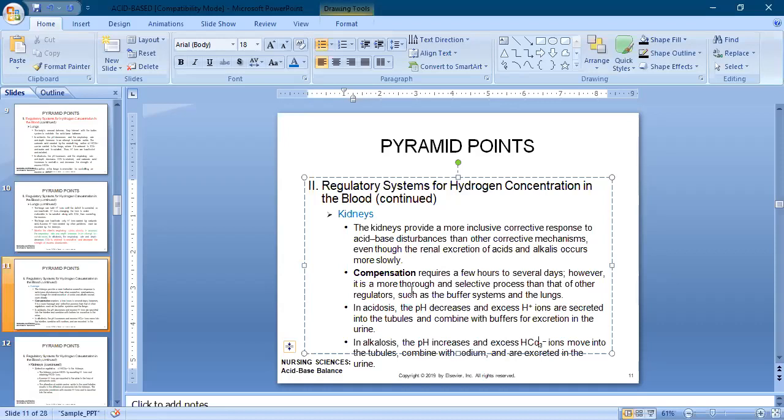However, it is a more thorough and selective process than that of the other regulators, such as the buffer or lungs. In acidosis, the pH decreases and excess hydrogen ions are secreted into the tubules and combined with the buffer for excretion in the urine. In alkalosis, the pH increases and excess bicarbonate ions move into the tubules, combine with sodium, and pass to the urine.